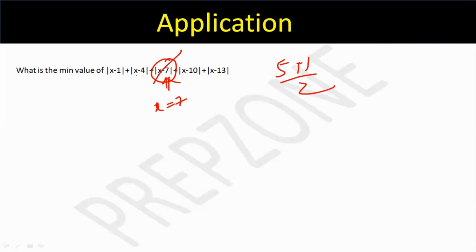This goes away. This is 3. This is 3, so 6. This is 7 minus 1, 6. This is 7 minus 13, 6. So it is 12. So the answer is 18. As simple as that. A 5-second question. Clear, everyone? Can we move on? Yes, no? Any doubts?